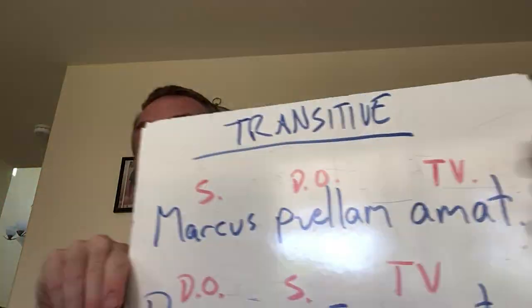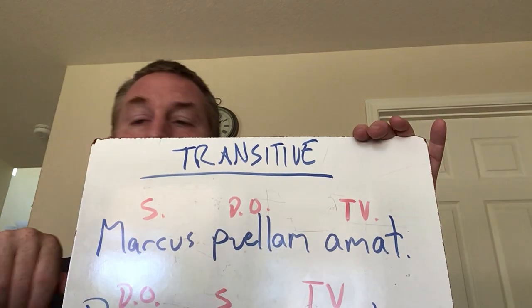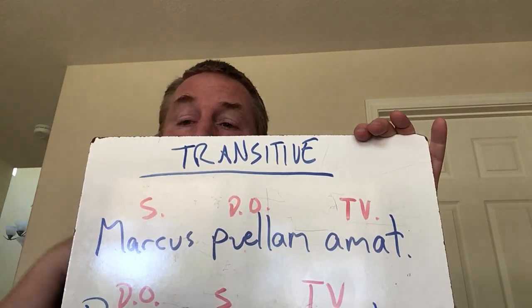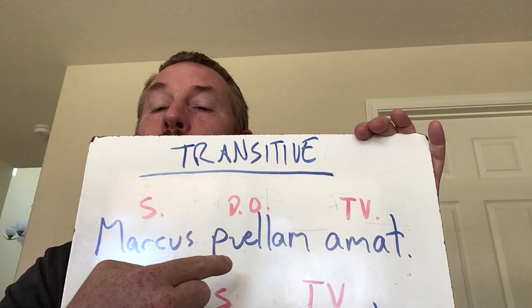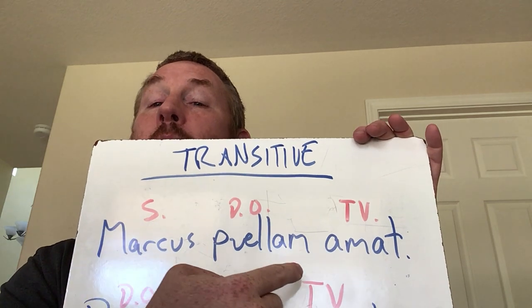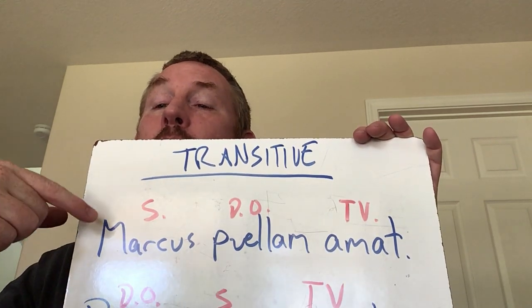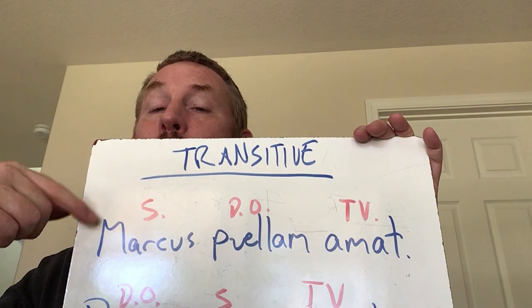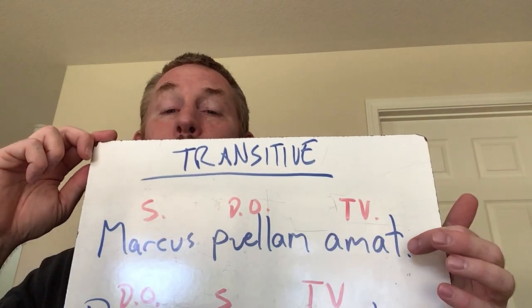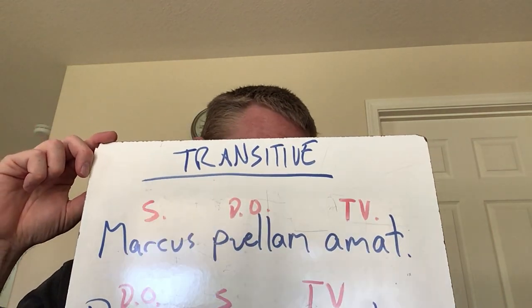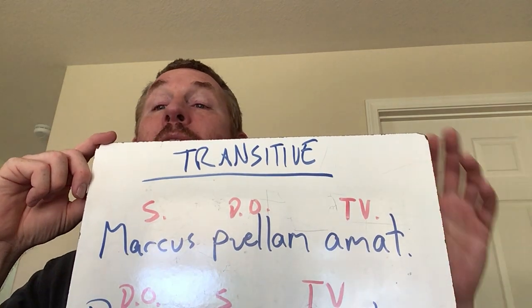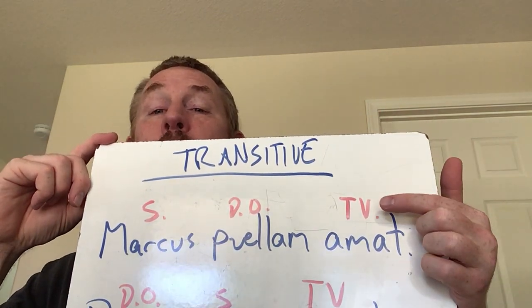So here you go. Marcus puellam amat. Marcus loves the girl. Notice the direct object ends with an M. Marcus is the subject. He's the one doing the verb. But the first thing I labeled was the verb. And I know that you can love a puppy and you can love a nun, so I know that that's a transitive verb.